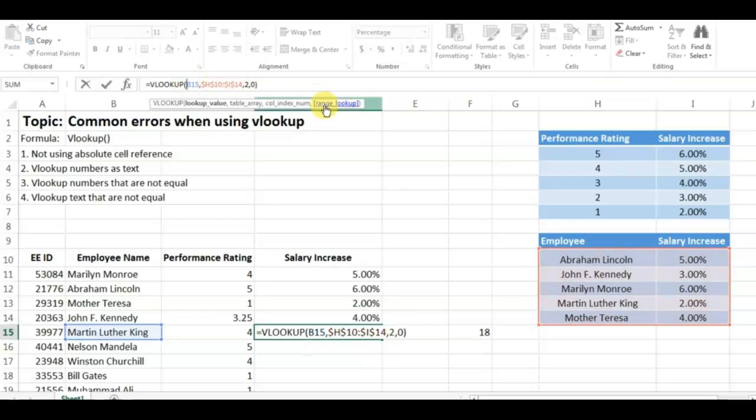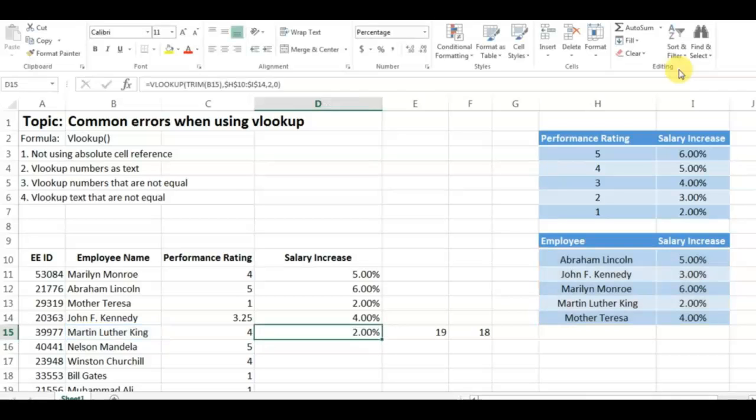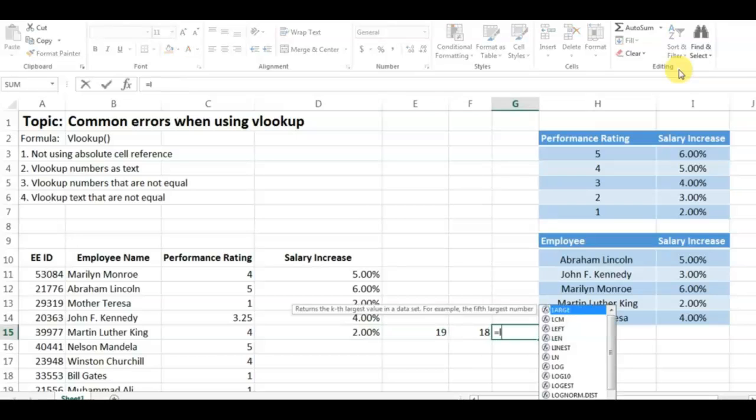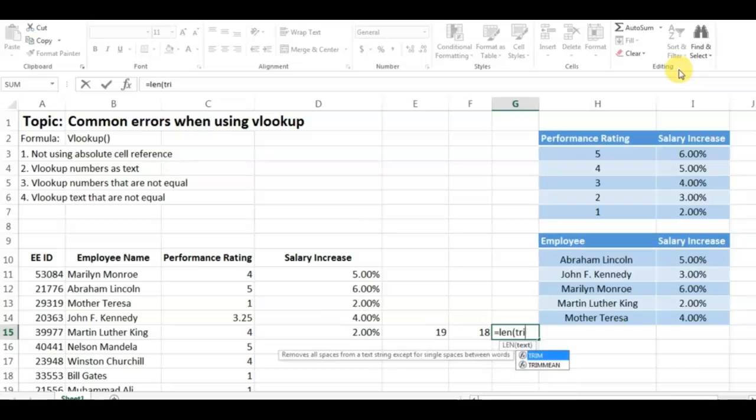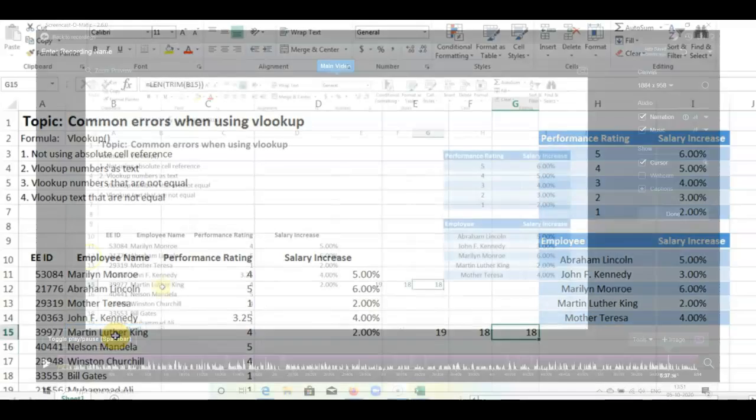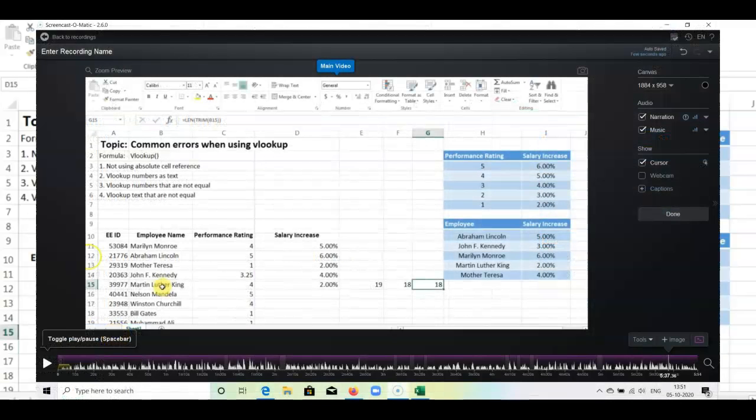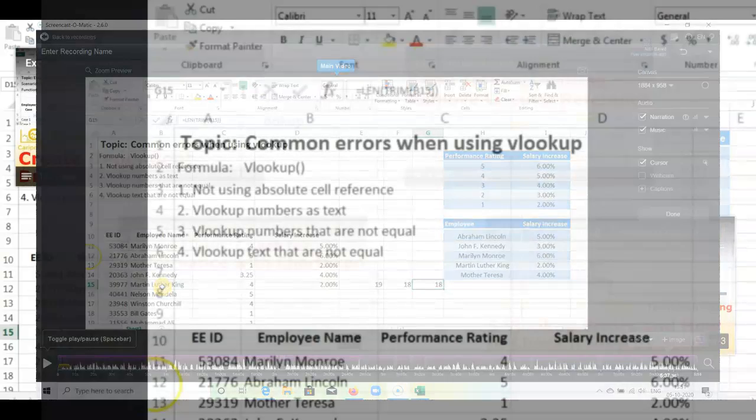How to correct it? Equal to VLOOKUP, open brackets, TRIM. So I'm going to trim any extra length or space in that and close the bracket and enter. And here you get the answer correctly. So now let me check whether what I have done is correct or not. Equal to LEN, open brackets, TRIM. Again open bracket, click on the Martin Luther King, that is B15, close bracket, enter. So here you see that both my lengths are the same.